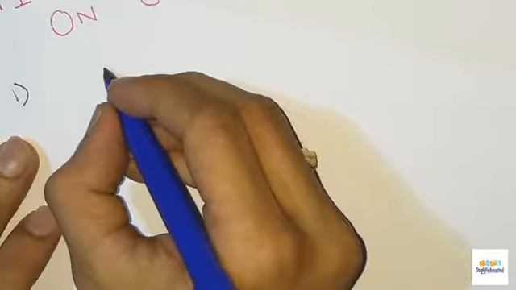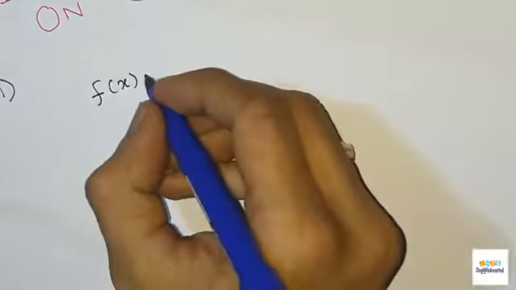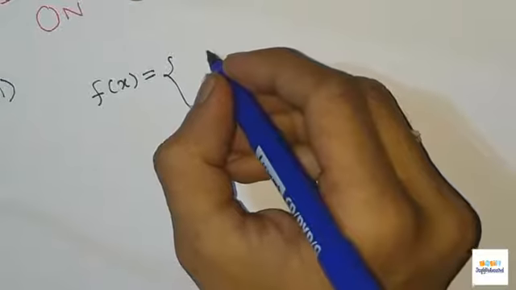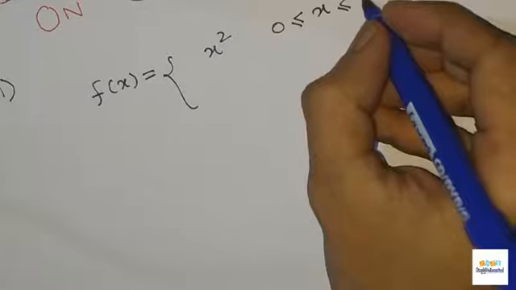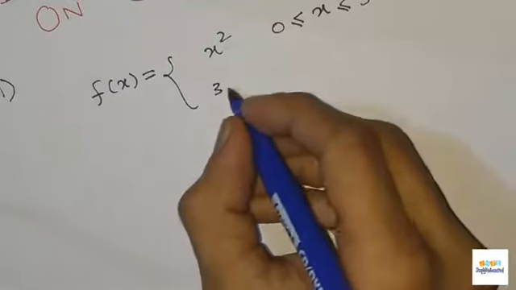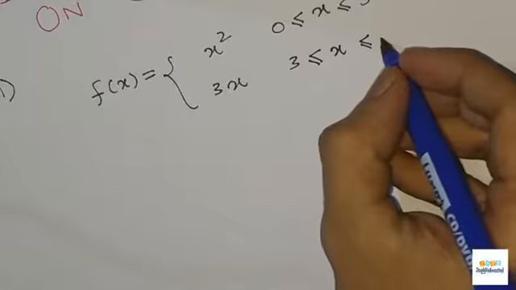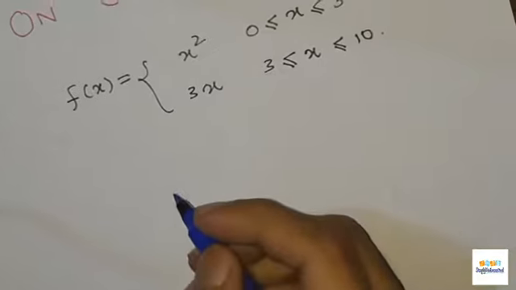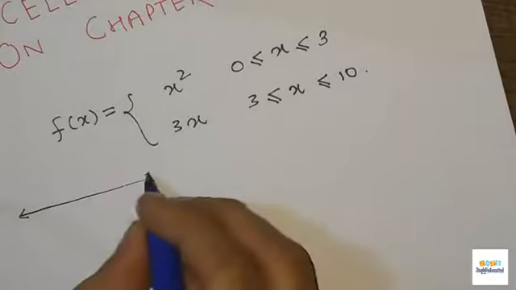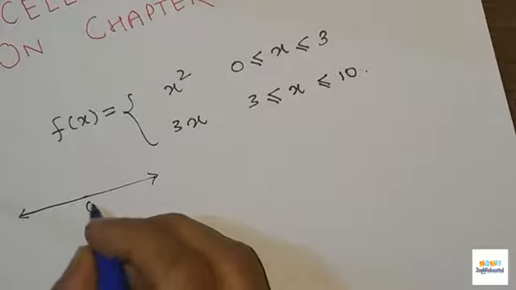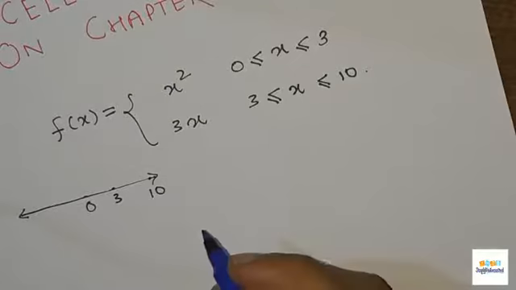So first let us look at the function f(x) which is given to you. f(x) equal to x square when 0 is less than or equal to x less than or equal to 3, and 3x when 3 is less than or equal to x less than or equal to 10. Now if you look at the number line, here is 0, here is 3 and here is 10.